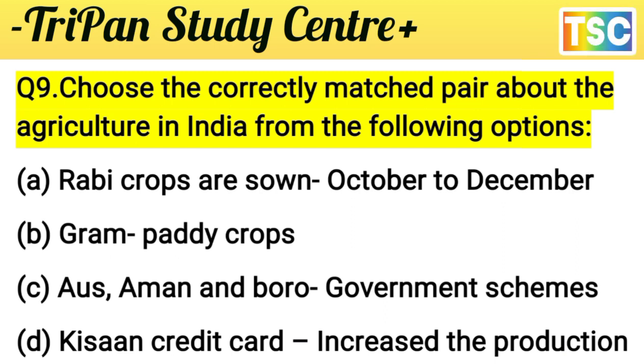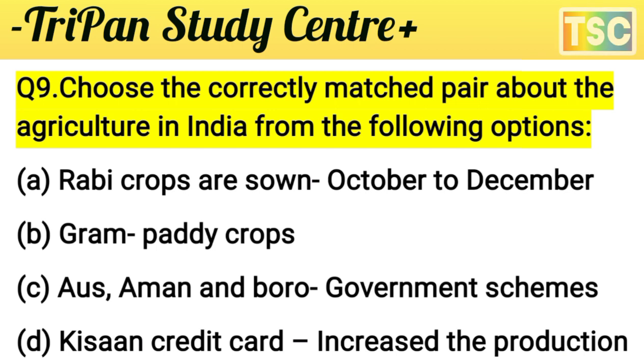Okay, you must have a thought of your answer. Let's see what the answer for this question is. The question is clear. Choose the correctly matched pair about agriculture in India from the following options. Rabi crops are sown from October to December. And gram is a paddy crop. And Asom, Aman and Boro is a governmental scheme. And D, Kisan Credit Card increasing the production.